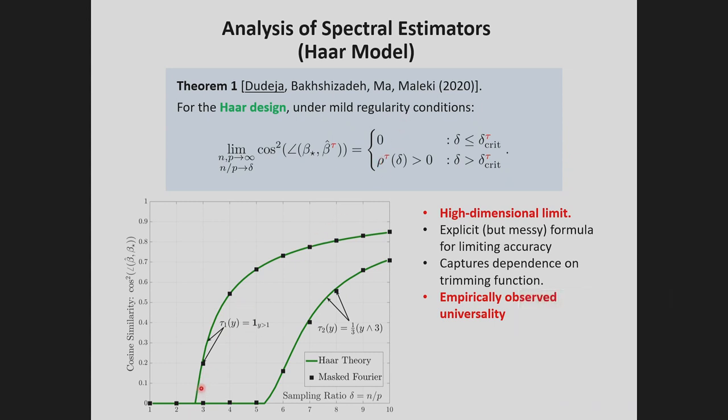In the plot on the left, the black dots are the performance of the spectral estimator on the mask Fourier design, which is the actual design for the problem that we care about. And the green curves are the results of this theorem. Even though the theorem was proved for the hard design, this plot shows that the same result seems to hold even for the mask Fourier design. That's an instance of this spectral universality: because we preserved the singular values of the mask Fourier design, the result we got by randomizing the singular vectors actually describes what's happening for the design that we care about.